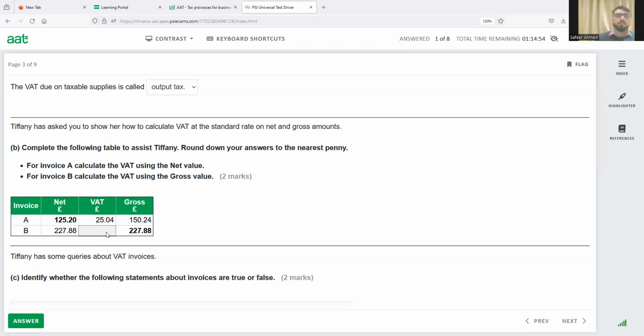Now remember that the way you calculate it is divided by 6. If you don't understand why divided by 6, the gross value is, remember, 120% because it is the VAT inclusive amount. So 20% VAT is already included in that. In other words, the VAT will be 20% of the 120% value. So it will be 227.88 divided by 6, or you can calculate 227.88 times 20 divided by 120. So 20 divided by 120, if you simplify it, gives you 1 divided by 6. So just divide by 6. So 227.88 divided by 6, and that gives you 37.98.